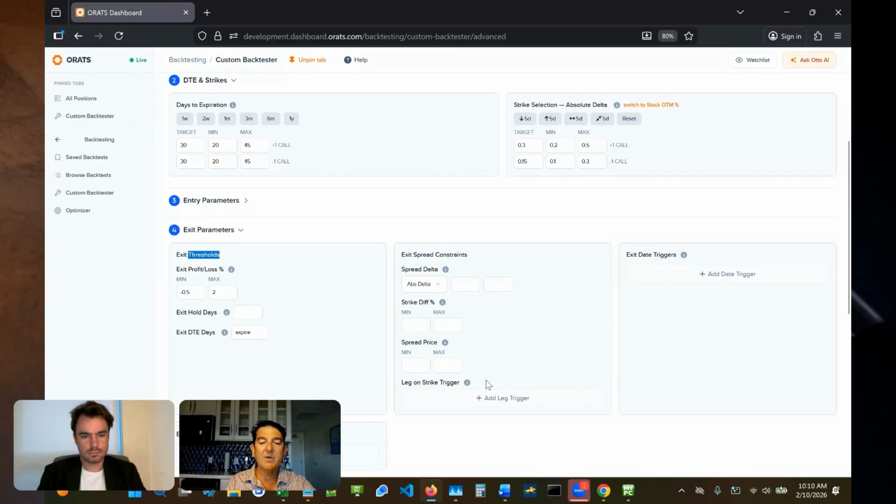And then there are strike triggers as well that you could put in, like leg 1 absolute delta, or leg 1 out of the money percentage is between X and Y. So you could see how you could start to really drill down. And then there are also date triggers. We could also say, I want to get out before earnings, or you could have an earnings trade where you get in before earnings and then you get out after earnings. This is really powerful for that type of system. Tyler, anything else on the exit parameters?